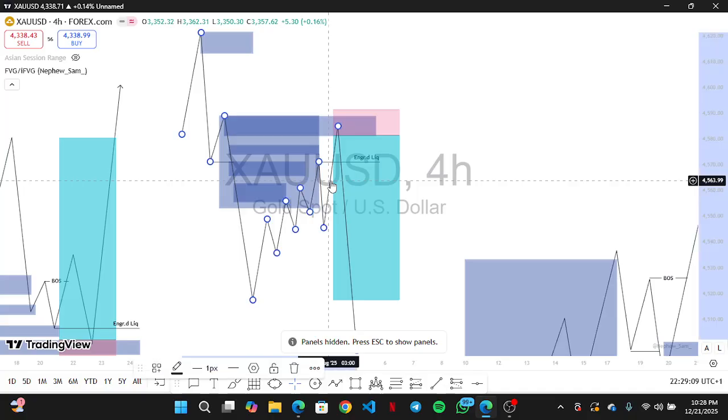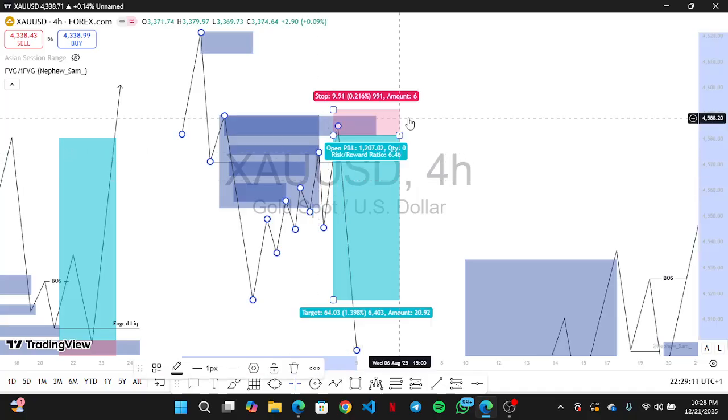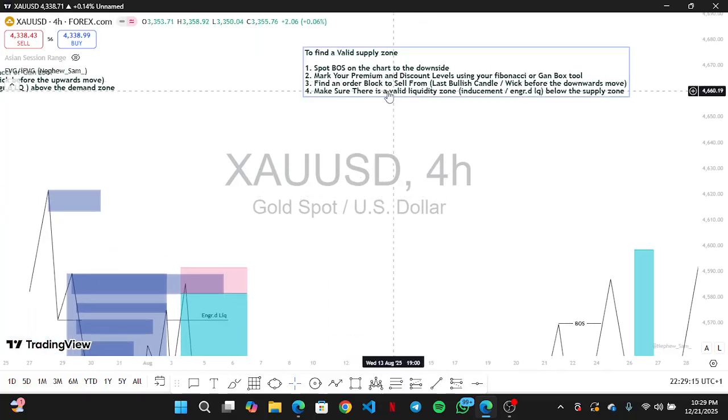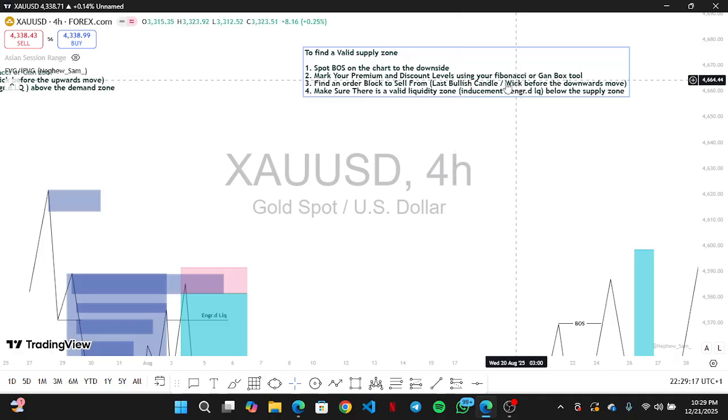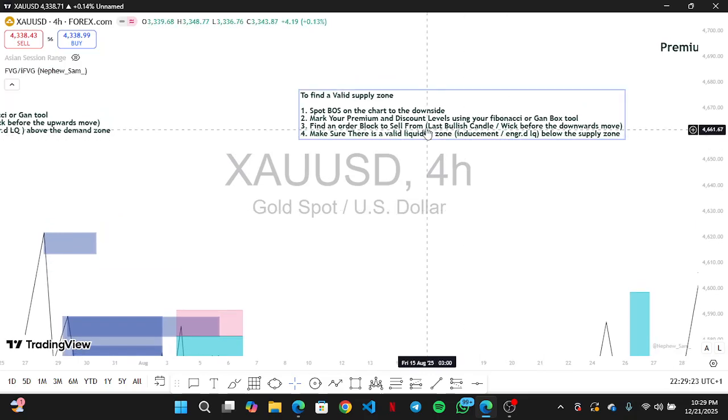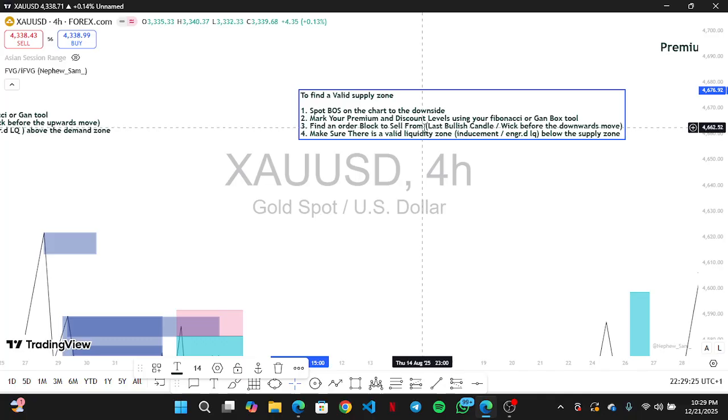Now, what was the next step that I wrote there again? So mark out, find another block to sell from. Mark out the other blocks you see in that entire premium zone. You get to sell from in the premium zone. Let me just write down, in the premium zone.